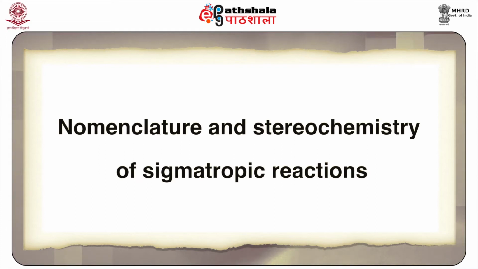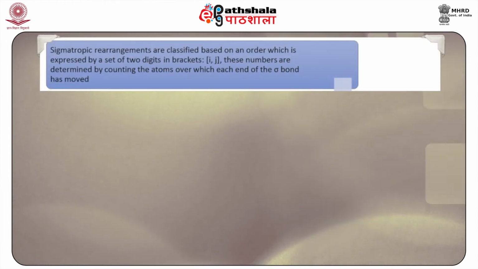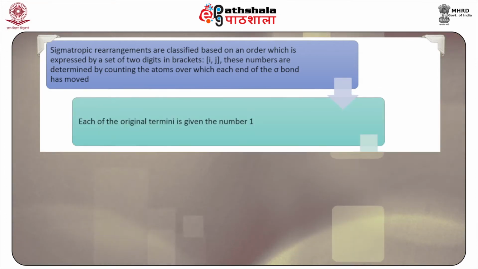Now let us talk about nomenclature and stereochemistry of sigmatropic reactions. Sigmatropic rearrangements are classified based on an order which is expressed by a set of 2 digits in brackets as i and j in square brackets. These numbers are determined by counting the atoms over which each end of the sigma bond has moved. Each of the original termini is given the number 1.